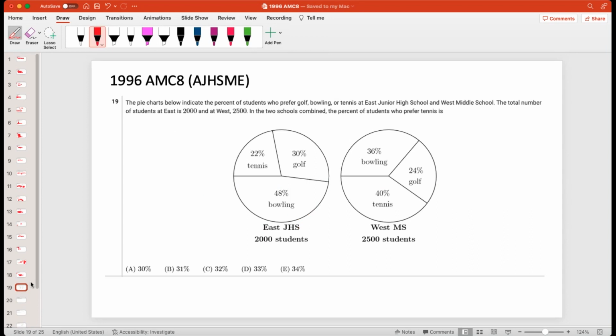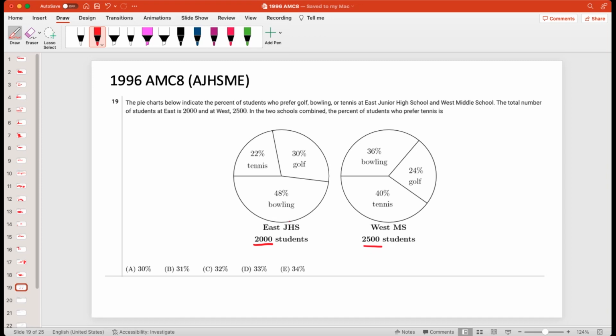Going to next question. Coming to question number 19. The pie charts below indicate the percentage of students who prefer golf, bowling, or tennis at East and West School. The total number of students at East is 2000, and in West it's 2500.